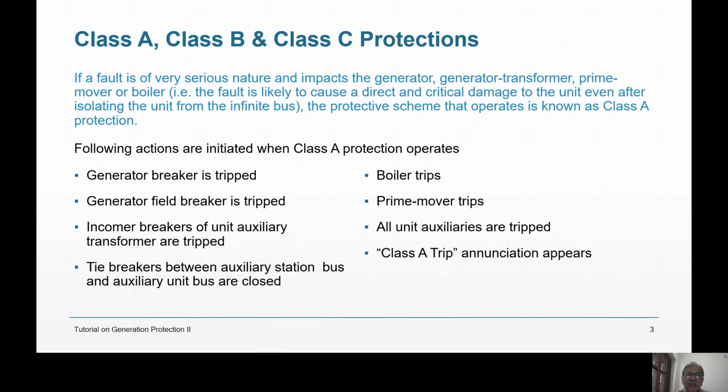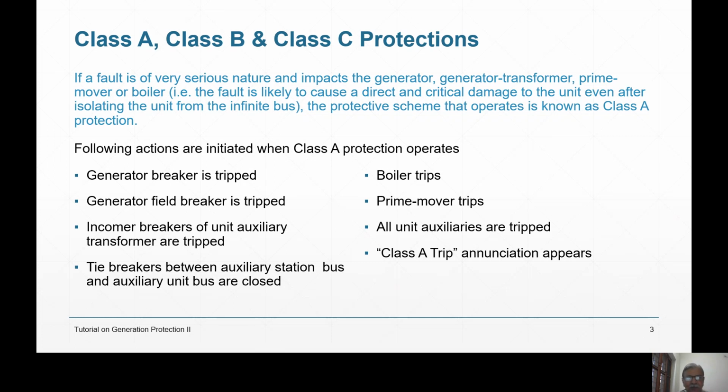What are the actions that are initiated when class A protection trips? Generator breaker is tripped. Actually, I have written hardly 7 or 8. I told you last time that about 48 events occur. I am not enlisting all 48 because it would be too lengthy, and those who are really dealing with generator may need to understand that much. We are not talking for that very small class. We are talking in general, but yet I am giving you quite many details.